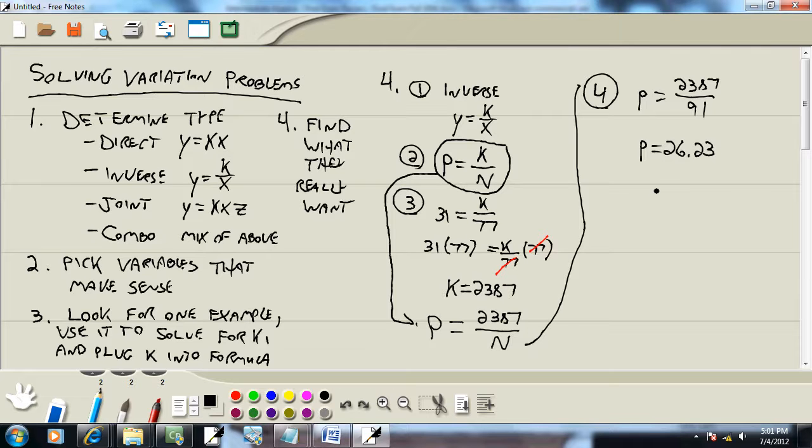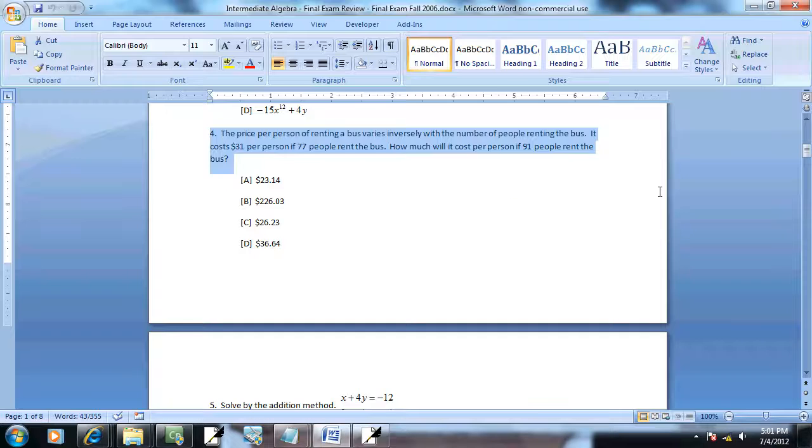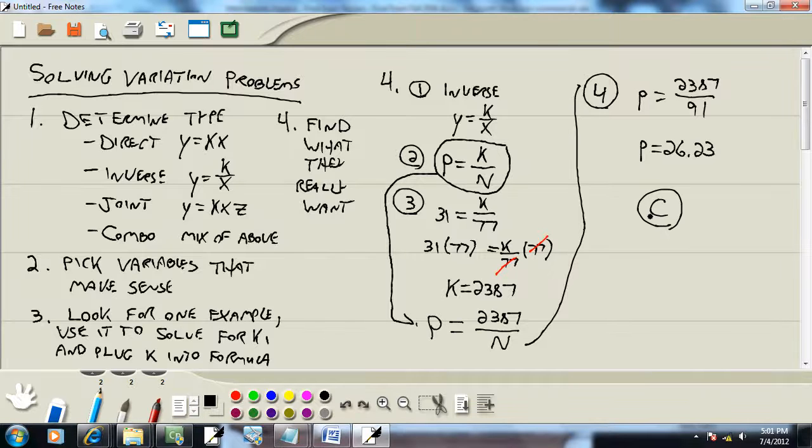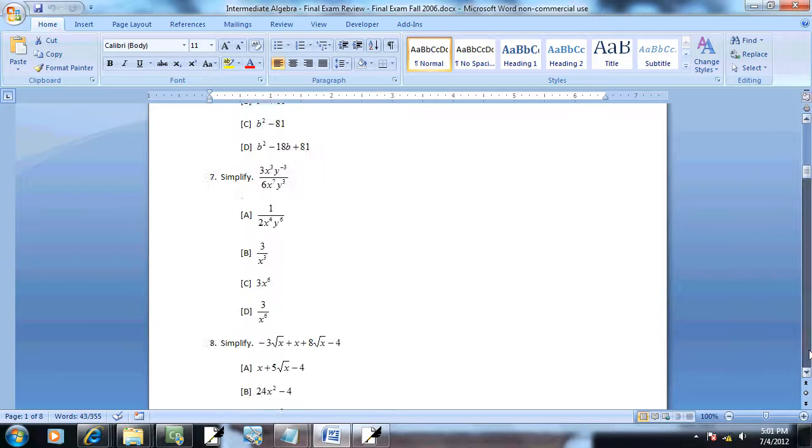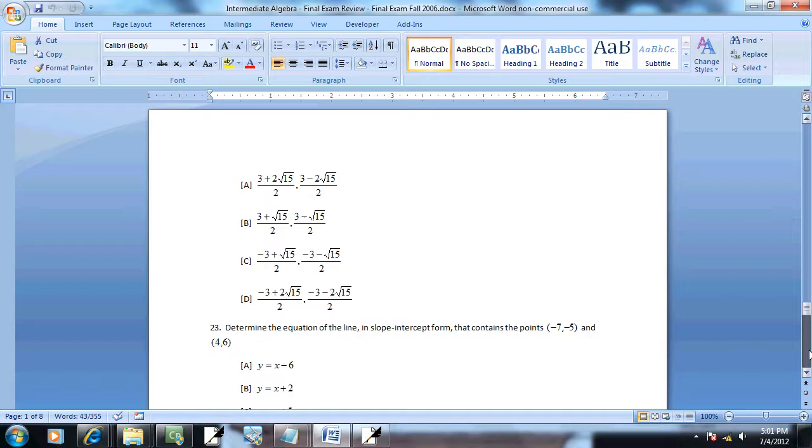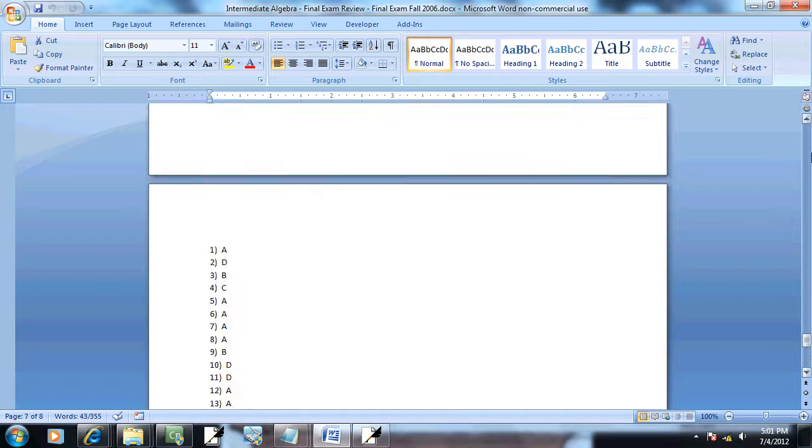$26.23. Let's go see if that's true with the 2 decimal places. 26.23 would be C. Let's double check that. So 4 is C, and that checks.